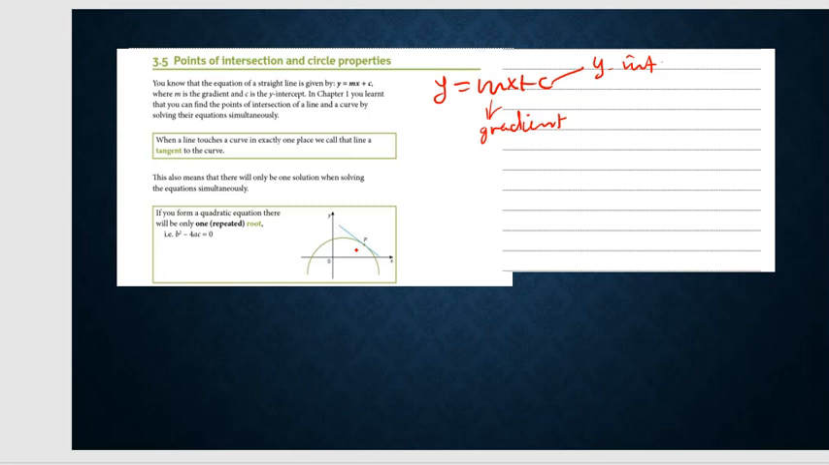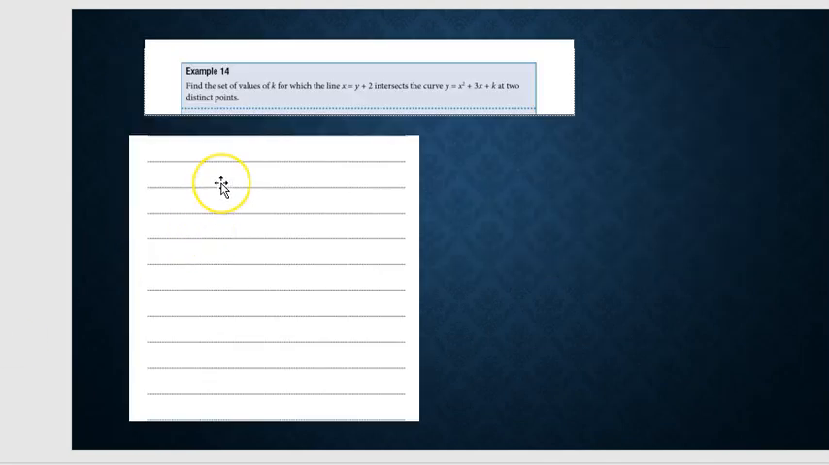If you form a quadratic equation, there will be one repeated root. And we talked about the discriminant: b squared minus 4ac must be equal to 0, because you are going to get only one repeated root. We are going to see this now in the exercises below. Look at question number 14. Find the set of values of k for which the line meets the curve.